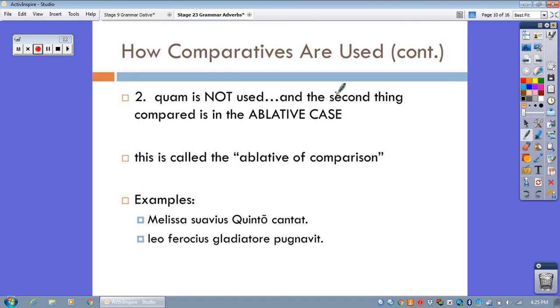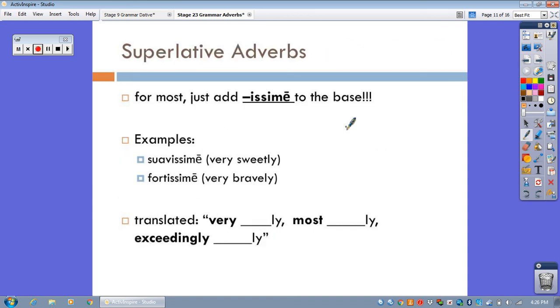Sometimes, though, the word quam will not be used when you're making a comparison, and the second thing being compared is going to be in the ablative case, and it's called, wait for it, the ablative of comparison. Example: Melissa suavius Quinto cantat. Melissa sings more sweetly than Quintus. Leo ferocius gladiatore pugnavit. The lion fought more fiercely than the gladiator. Oh, poor gladiator.